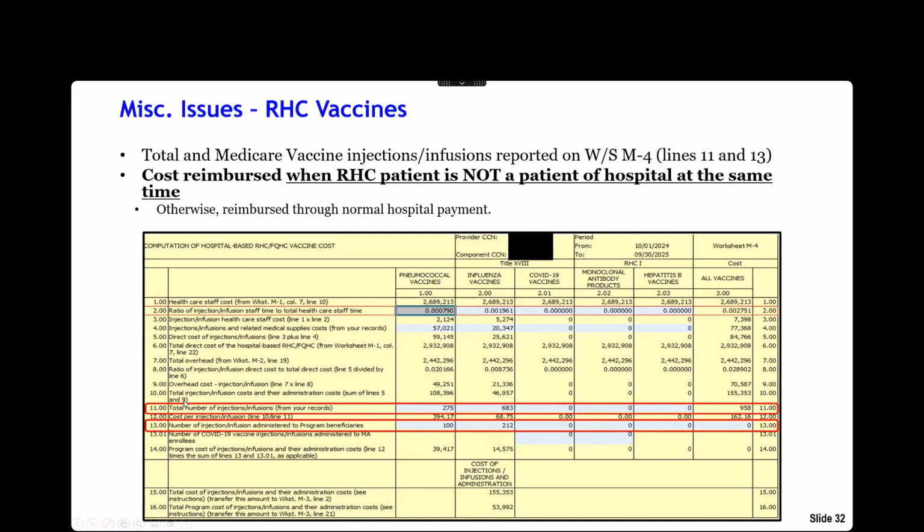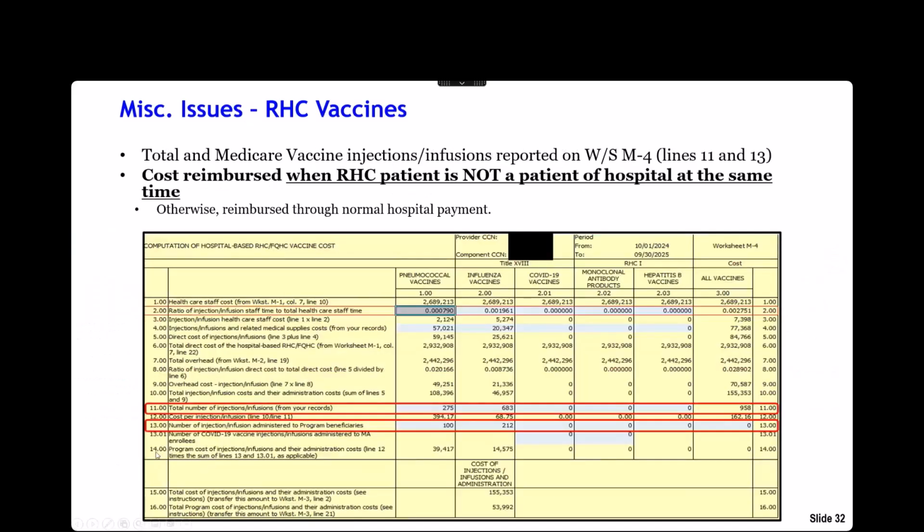So what it boils down to is we have line 11, which is your total injections or infusions, and then line 13 is program, which in this case would be Medicare. Now across M-4, we have all the different types of vaccines, and then we have a total at the end. So every one of those is going to have its own count and cost and everything.